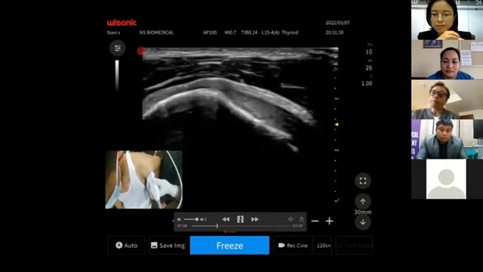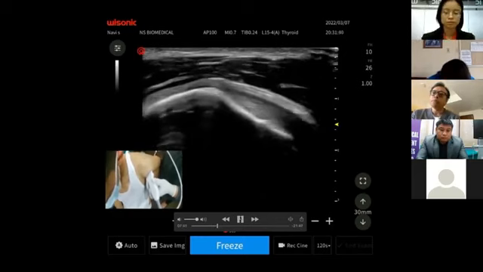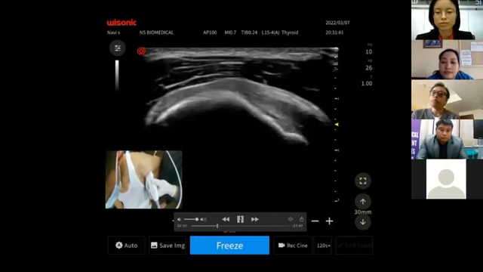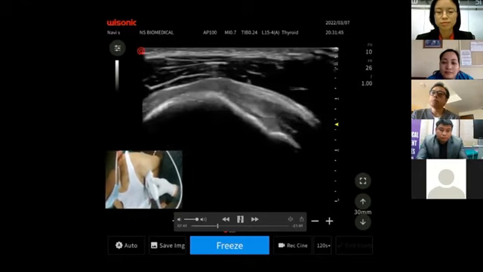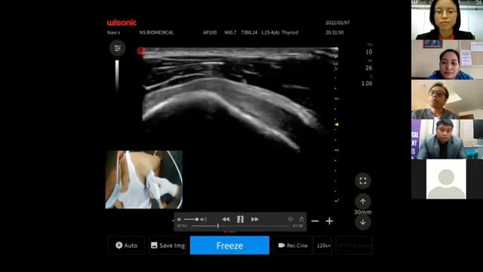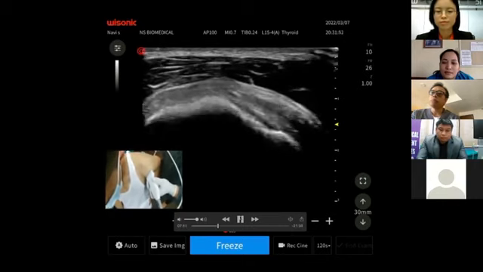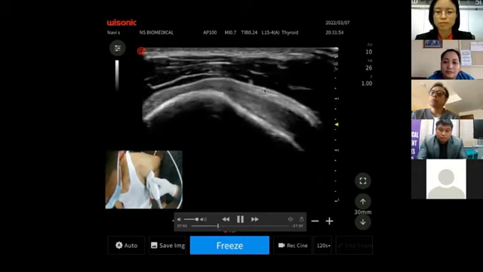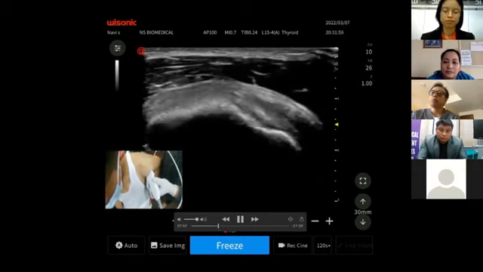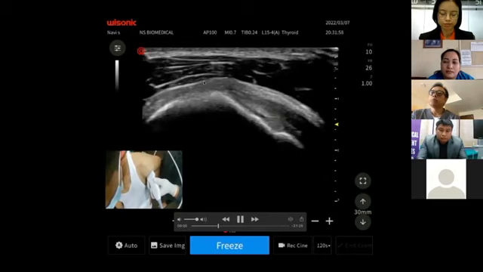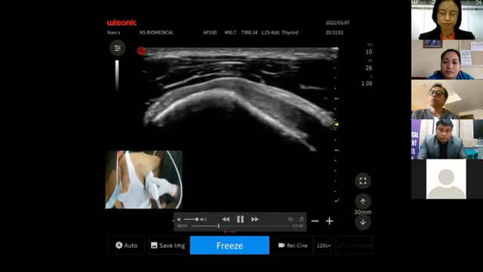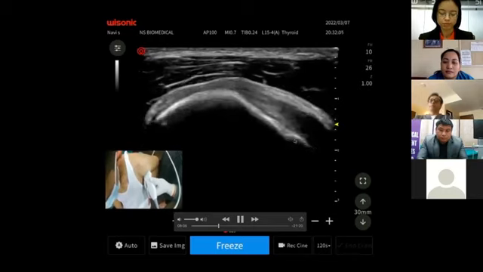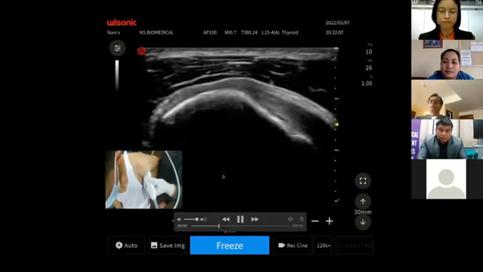The most hyperechoic structure superficially is the skin and the subcutaneous tissue, below which we see a dark hypoechoic deltoid muscle, which has fibrillar bands, below which we see a hyperechoic line again, which is a subacromial subdeltoid bursa, below which there is a hyperechoic supraspinatus muscle, and below which there is a hyperechoic cortex of the head of the humerus, below which there is an acoustic shadow.